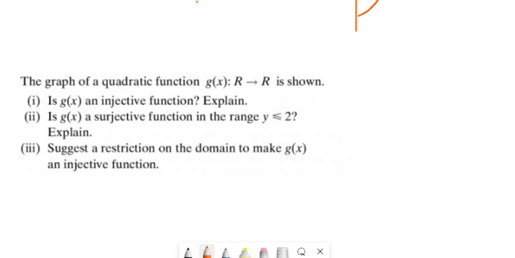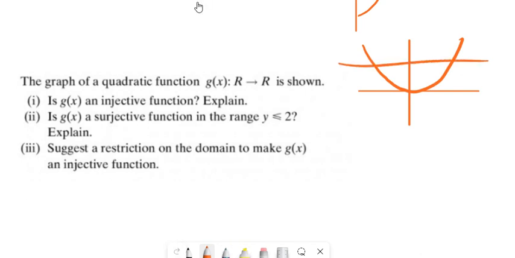Right, so this question is similar to the first example. It's a quadratic function. Is it an injective function? The problem again is that it cuts twice on the horizontal line test. Also, two values are going to go to the same thing. So -3 and 3 will go to the same value on the y-axis. That's why it's not injective.